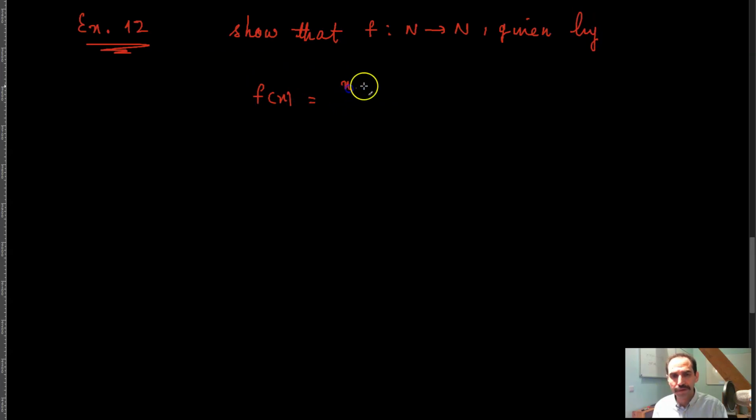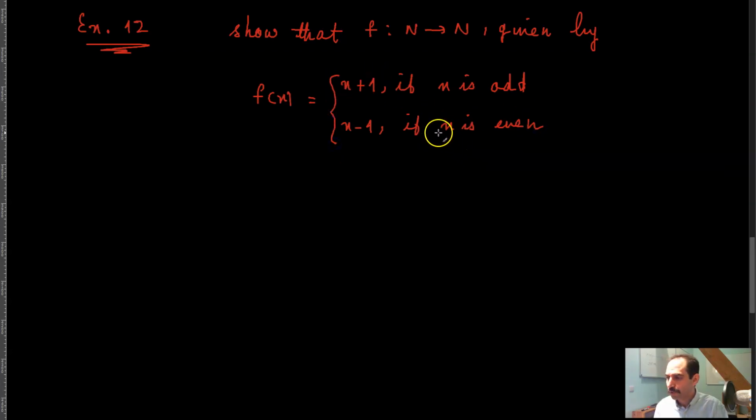Example number 12: we want to show that the function f from N to N, given by f of x is equal to x plus 1 if x is odd, and x minus 1 if x is even, is both 1-1 and onto.